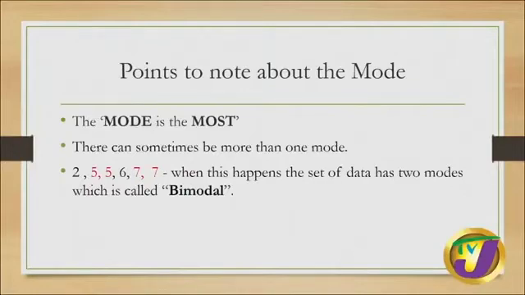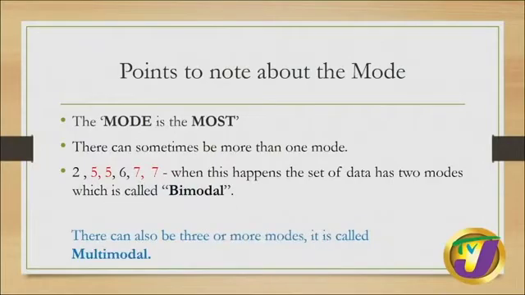Points to note about the mode. The mode is the most. There can sometimes be more than one mode. For instance, this set of data, you have 2, 5, 5, 6, 7, 7. When this happens, the set of data has 2 modes. This is called bimodal. And there can also be 3 or more modes. It is called multimodal.